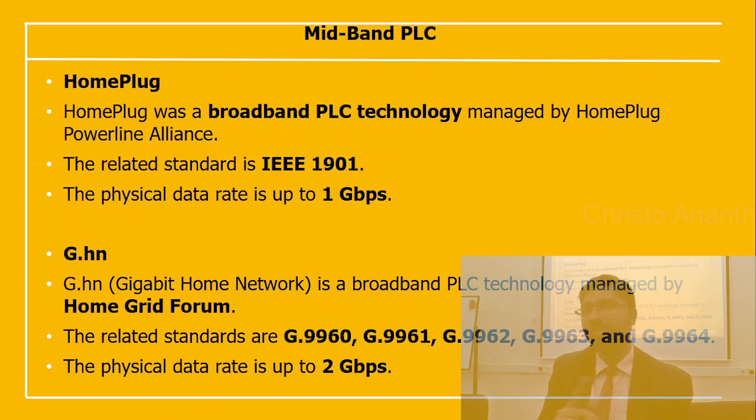HomePlug, as I told you, is a broadband PLC, by the HomePlug Powerline Alliance. The related standard is IEEE 1901, and for physical data rate you are enjoying high speed, 1 gigabit per second.